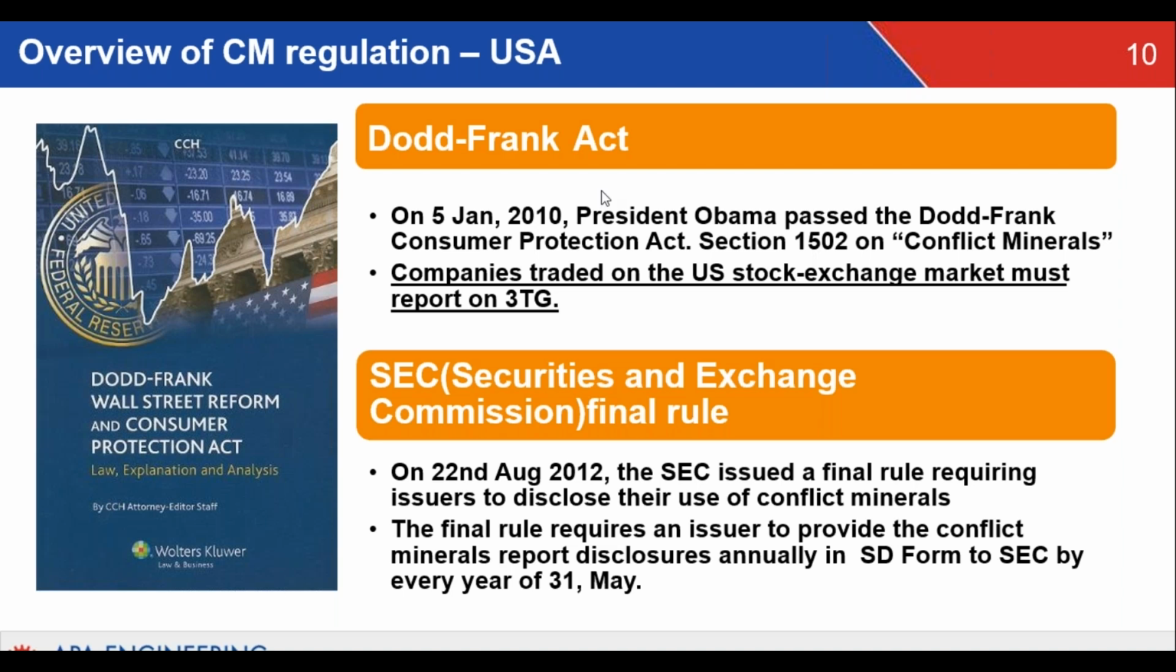So this came into place through the Dodd-Frank Act in January 2010 through President Obama, and he made it so that all the public related companies on the US stock exchange market must be reporting on the 3TG. We know 3TG is tin, tantalum, tungsten, and gold. So US public listed companies are required to report on them. Though this act came into existence in 2010, there was a final ruling by the SEC, Securities and Exchange Commission, that all these publicly listed companies in the US have to do a special disclosure annually, every year before 31st of May. Moving over to the next slide.